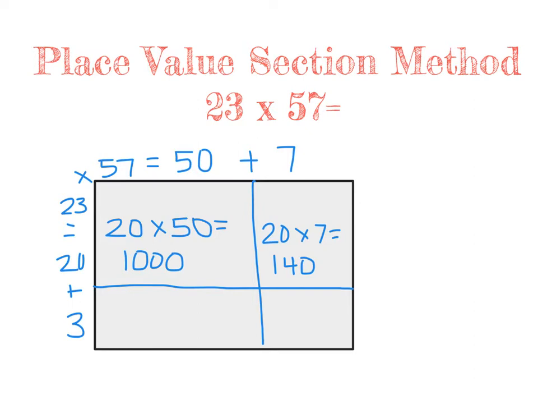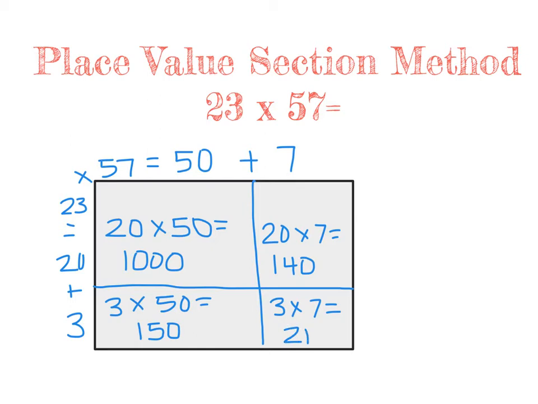Now I'm going to multiply my ones with my tens place. So that is 3 times 50. I cover up that 0, so 3 times 5 is 15, plus that 0, equals 150. And then the last part, when I'm multiplying out, is I'm going to multiply my ones with my ones, which equals 3 times 7. And 3 times 7 is 21.